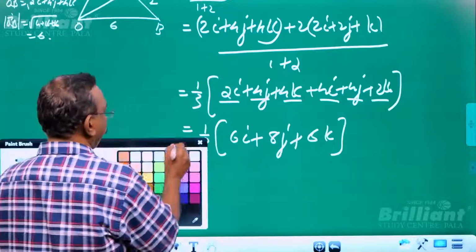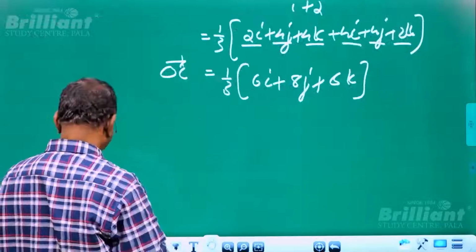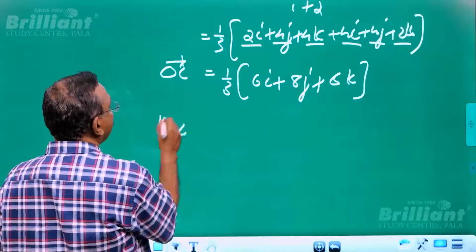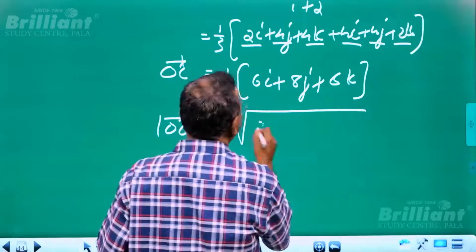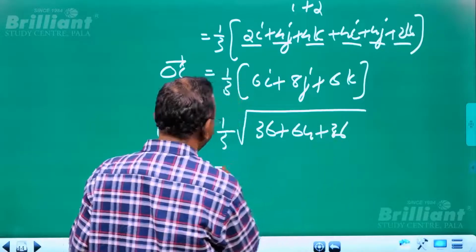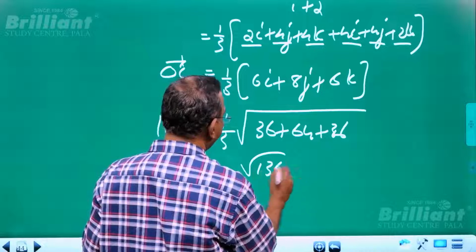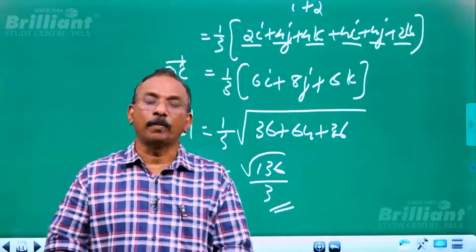Therefore, that's actually OC. Now you want to find the magnitude of OC. Therefore, mod vector OC is equal to 1 by 3 into square root of 36 plus 64 plus 36. That's equal to root 136 divided by 3, which is our second option.